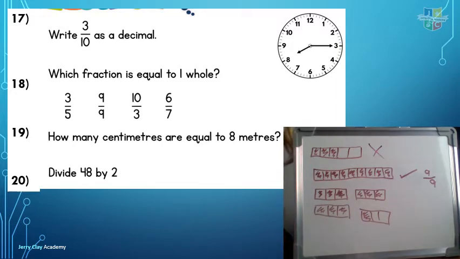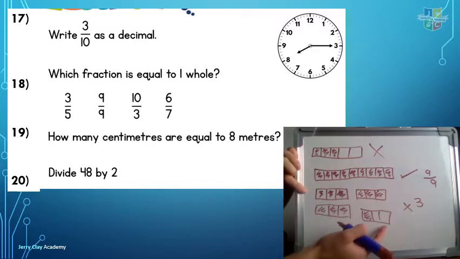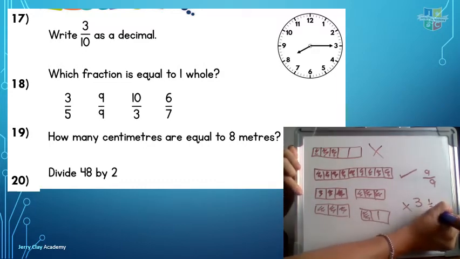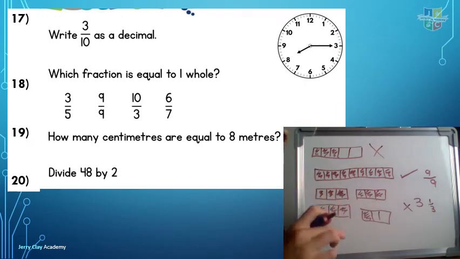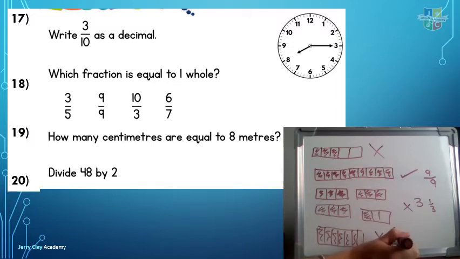So we can see, is my fraction equal to 1 whole? Well, no, it's not, because if we actually look, it's equal to 1, 2, 3 wholes. But then I've got 1/3 left over. So we've got 3 wholes and 1/3. So obviously that one's not the same, it's not equal to. And finally, 6/7. If I then shade 6 parts, 2, 3, 4, 5, 6, well, we can see it's not equal to a whole because my top number 6 is not the same as the bottom number 7.